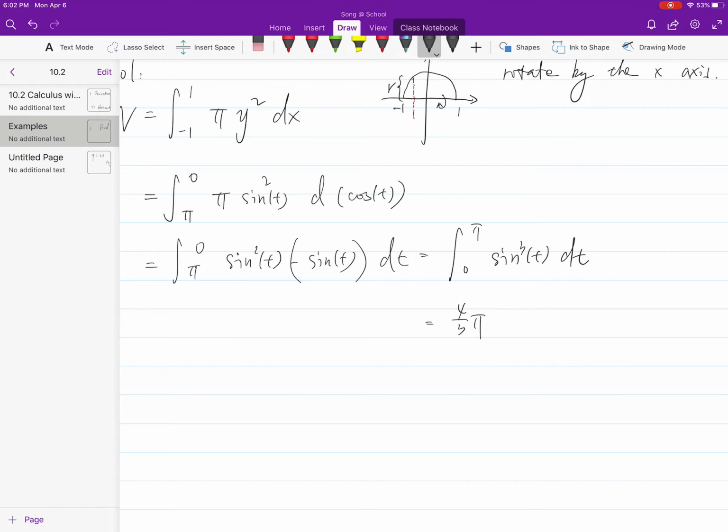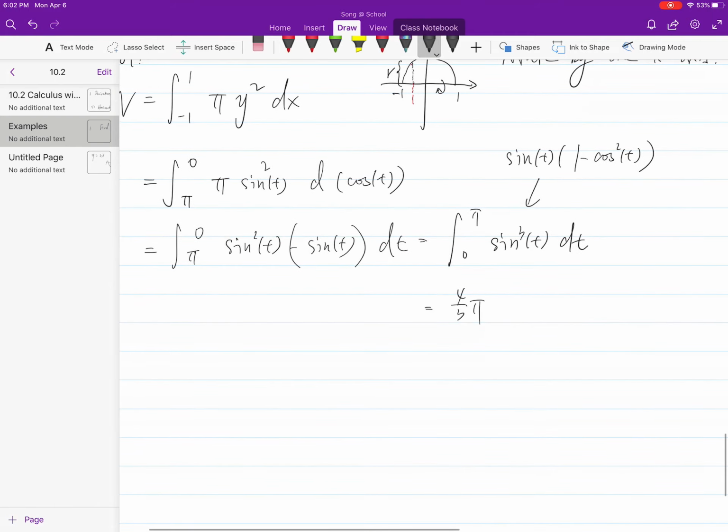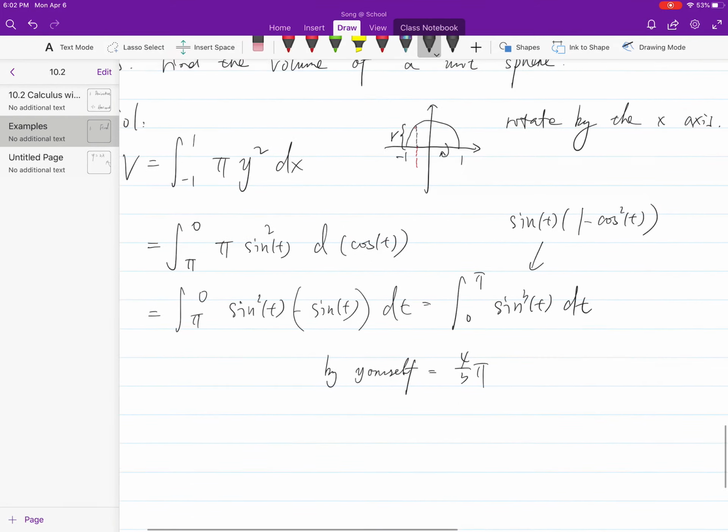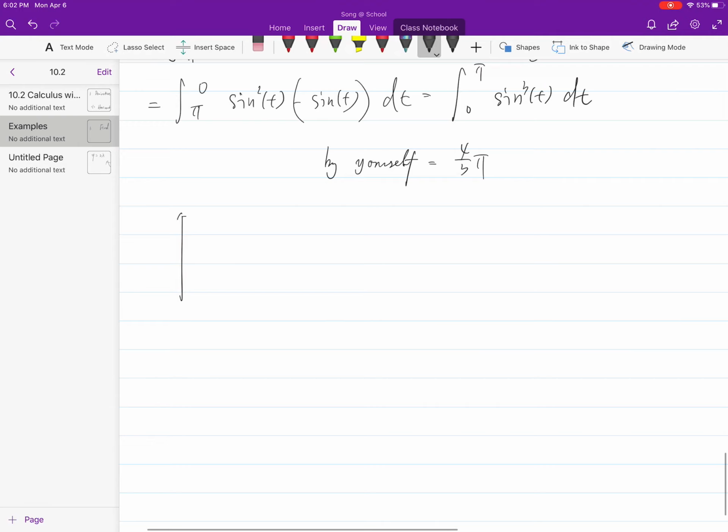Finish, you should have 4 over 3 pi. Okay, 4/3 pi r cubed, but your r is 1. Okay, finish by yourself. The thing you probably need is to change this one to be sine t, 1 minus cosine squared t. You take a sine squared out, and then from here you distribute the sine t, you will be able to do it. Okay, so finish by yourself. That's the first way.